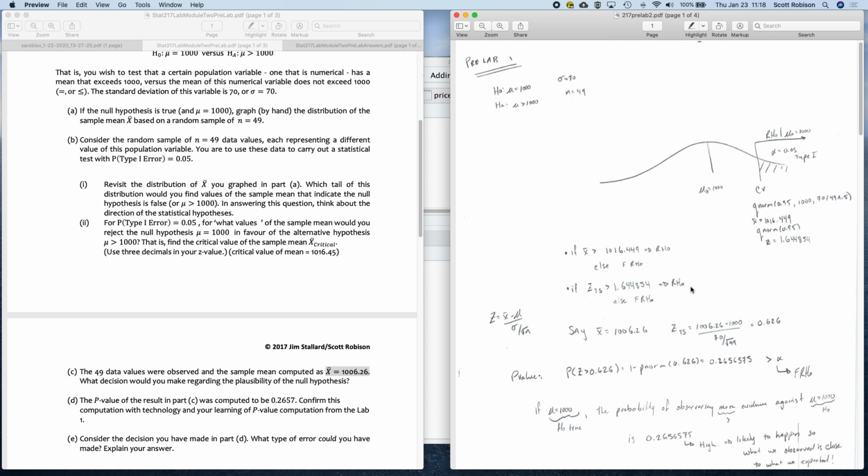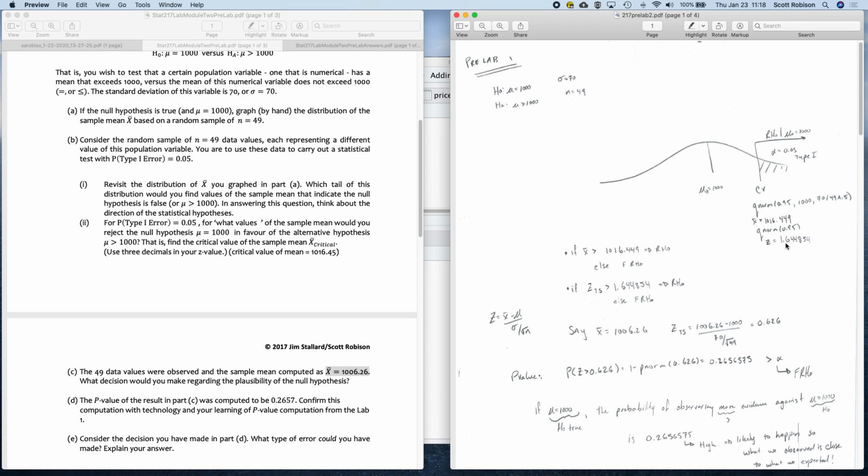The other thing you could have done was to actually make a test statistic. If x bar was the number that they say, then we could use this formula to find the test statistic in terms of z-scores. So here, 1006.26, subtract 1000, over 70 divided by root 49, I got the number 0.626. So this number would be on the z scale.